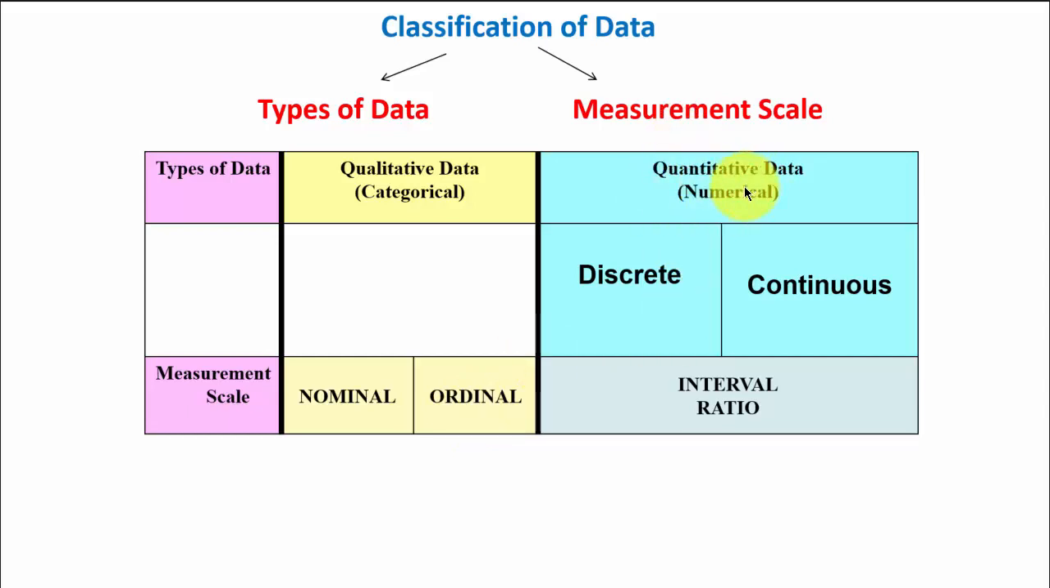Quantitative data, which is the numerical data, could be discrete and continuous, and on the measurement scale it's known as the interval or ratio data. Let me just focus for now on continuous data. Continuous data is your hourly wage or your annual income, your average GPA. These are continuous data.